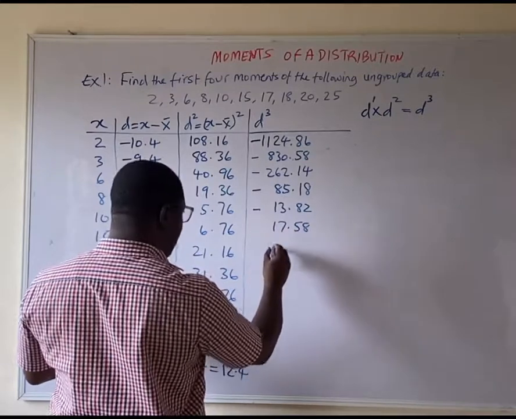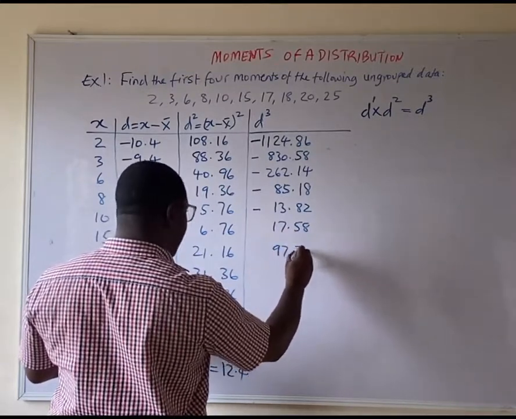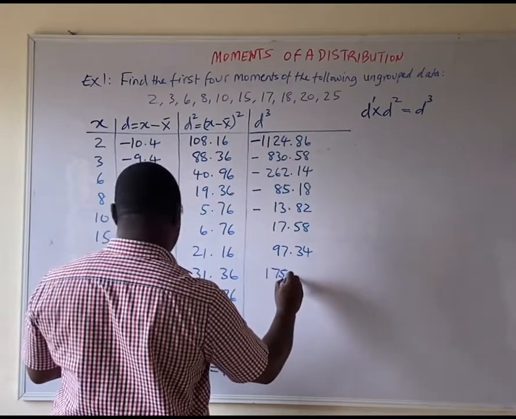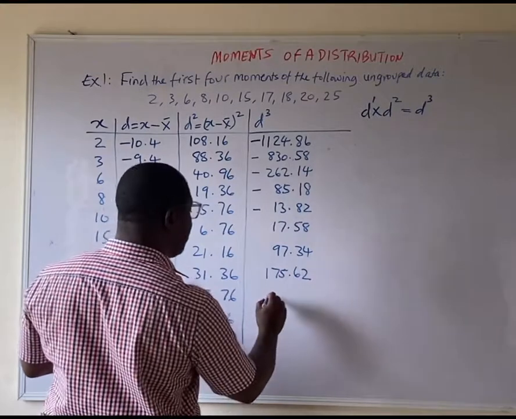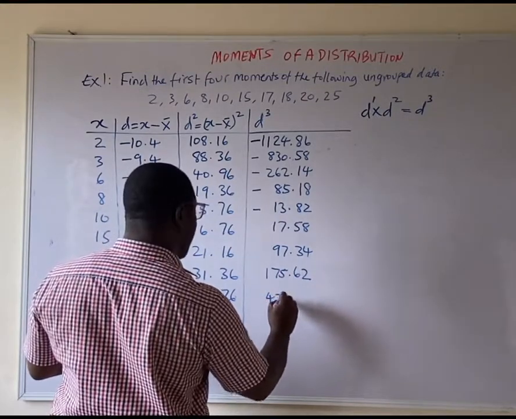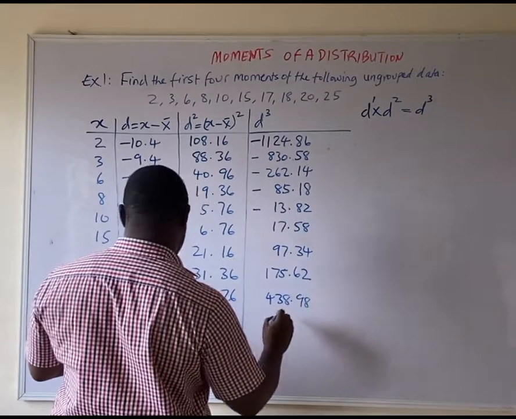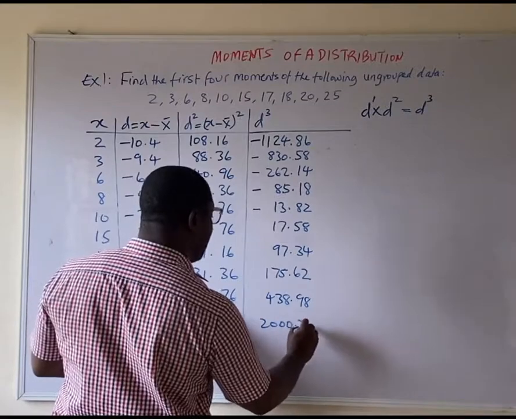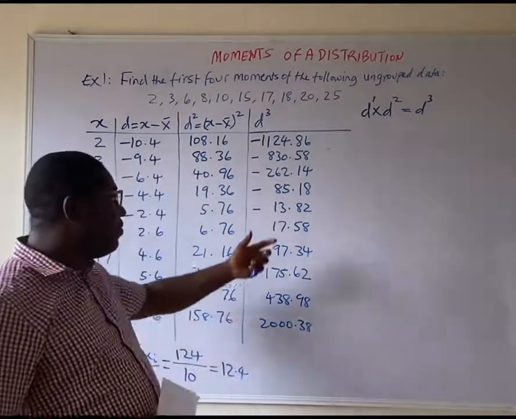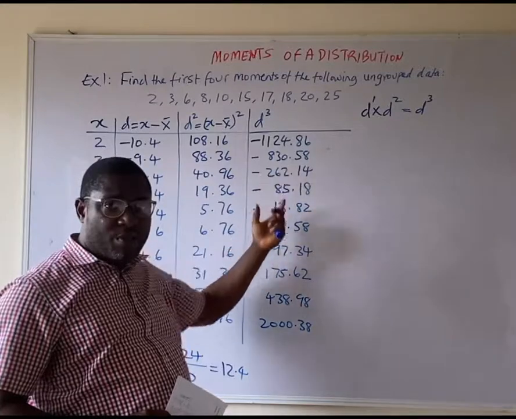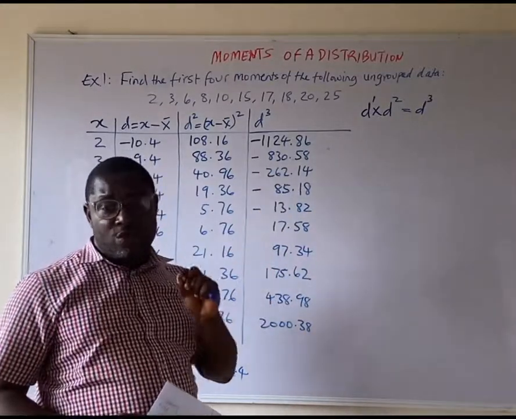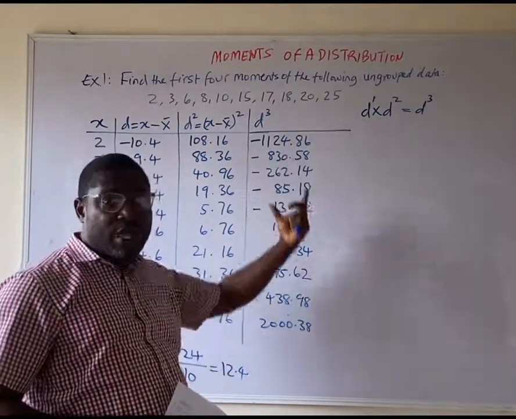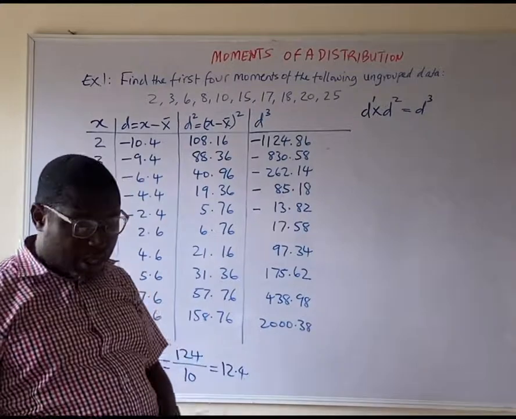Then we have this one, will give us 17.58. The next one is 97.34. The next one is 175.62. The next one is 438.98. Last but not the least is 2000.38. Now take note that I have maintained 2 decimal places. Depending on the calculators that you are using, restrict yours to 2 decimal places so that you can have the same values as I have.